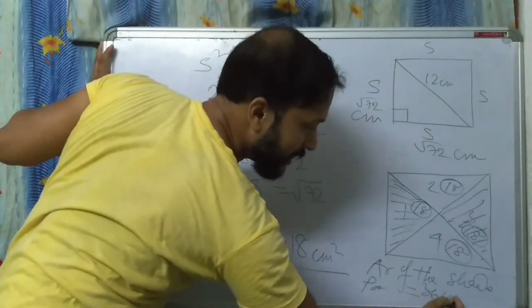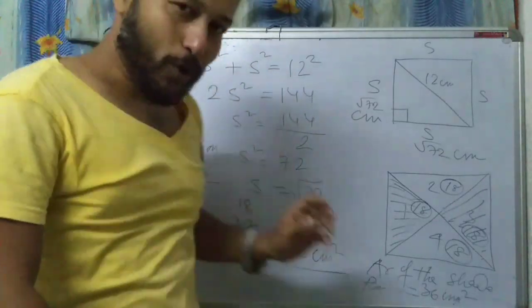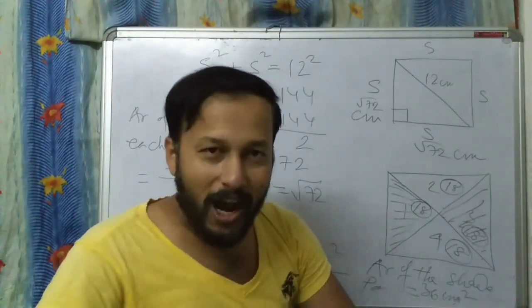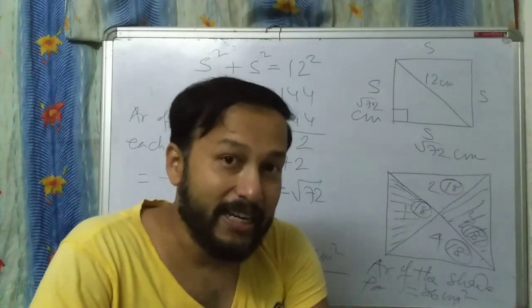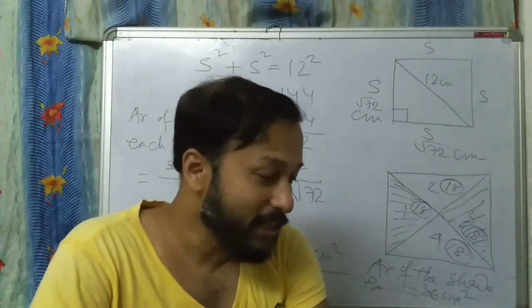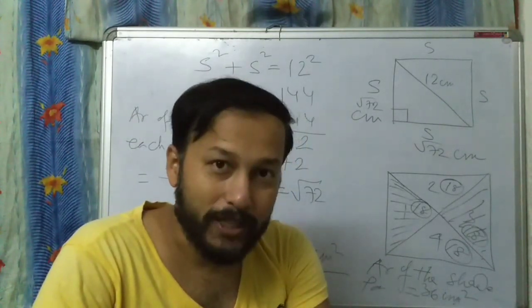Okay, so understood how we have solved the perimeter and area of a rectangle and a square. I hope you understood this.